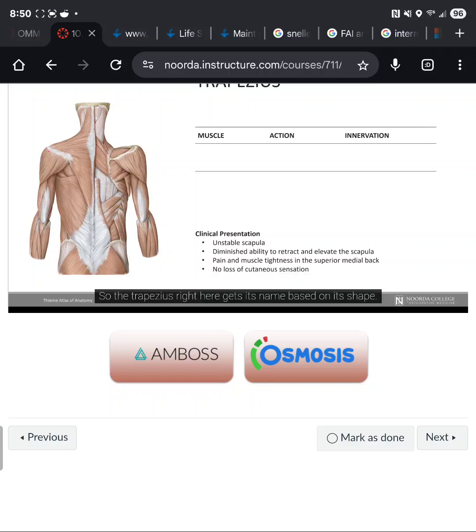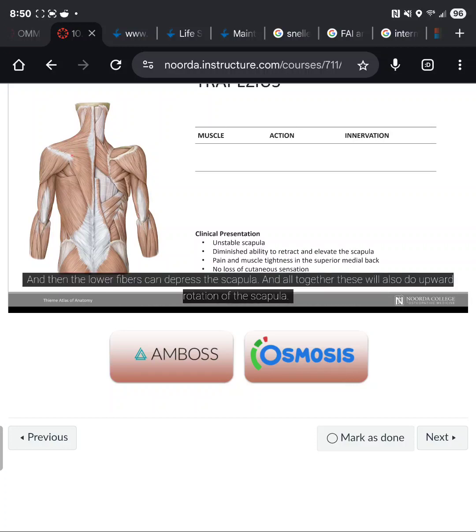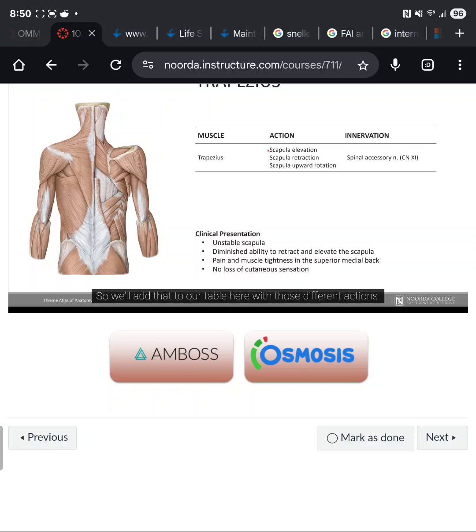So the trapezius right here gets its name based on its shape. The upper fibers of the trapezius elevate the scapula. The middle fibers are going to retract the scapula, and then the lower fibers can depress the scapula. And all together, these will also do upward rotation of the scapula. So we'll add that to our table here with those different actions.